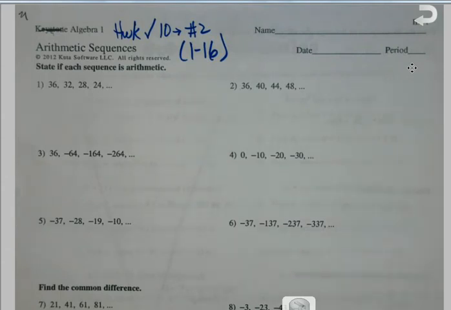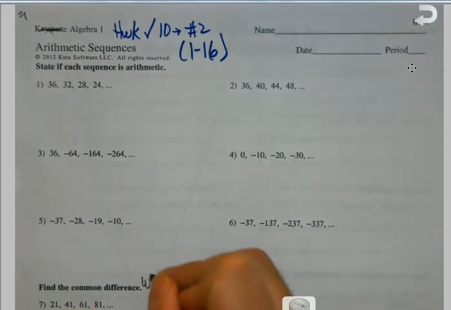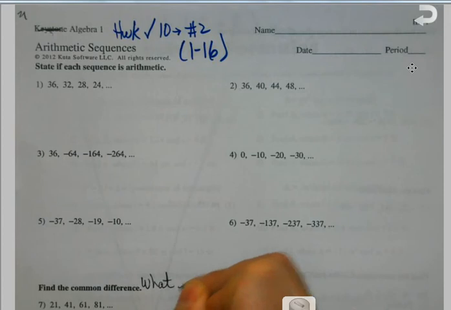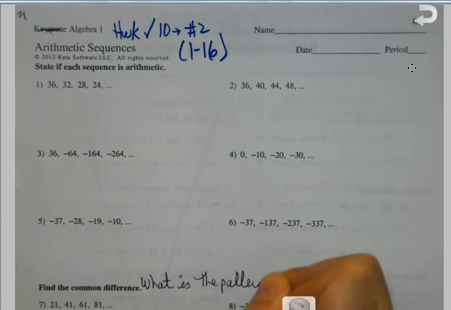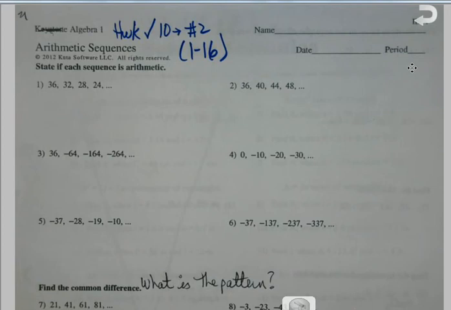Okay. So up top, we have to say if it's arithmetic or not. In other words, can I add the same number all the way through? The second part says find the common difference. That's a fancy way of saying, what's the pattern? You know, what am I adding each time or what am I subtracting? Okay, because since those would basically be the same thing, that's what we'd be looking at on there.